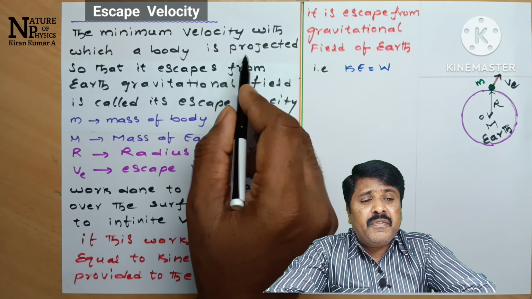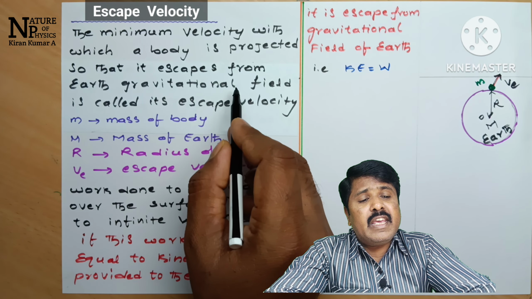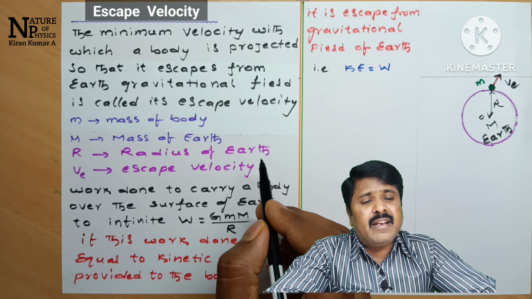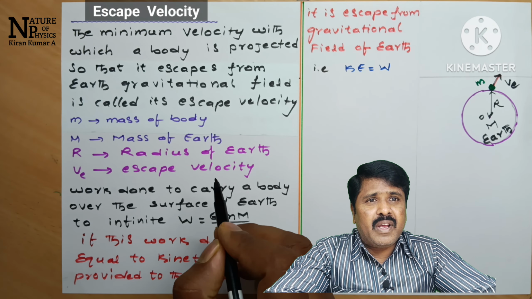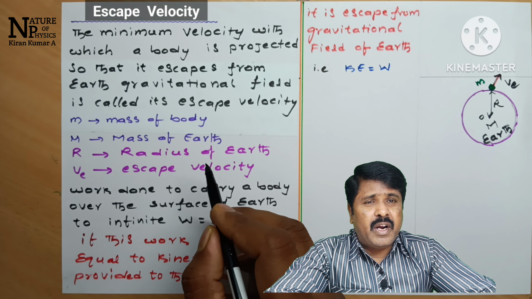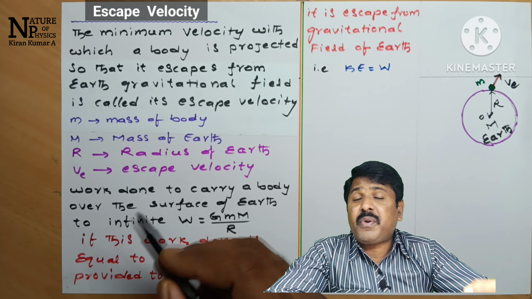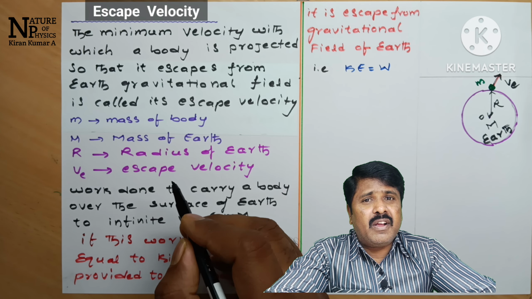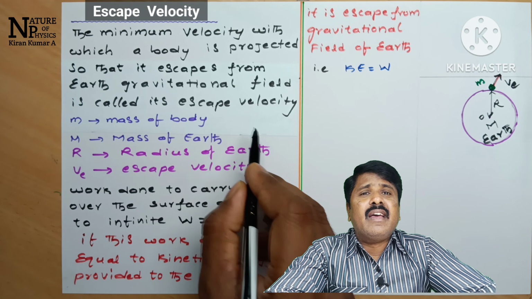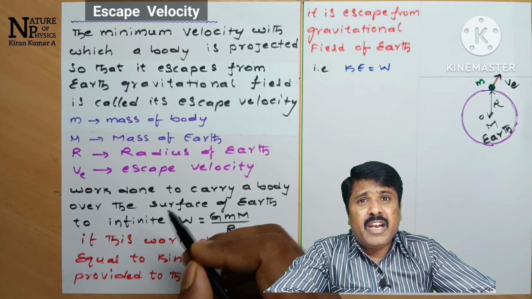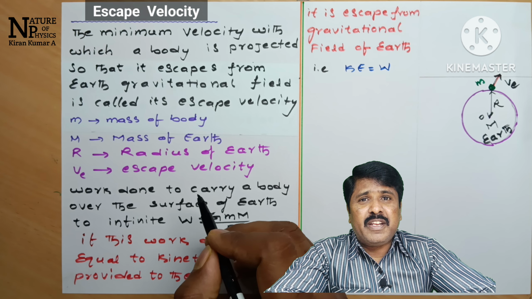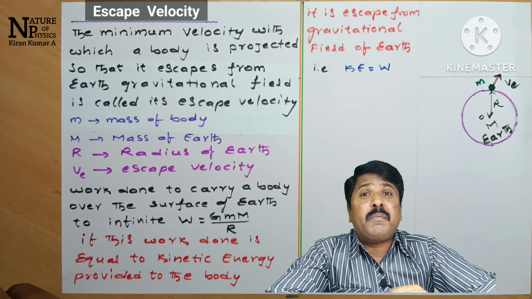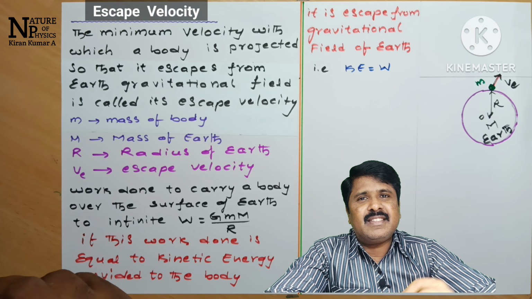The minimum velocity with which a body is projected so that it escapes from the earth's gravitational field is called escape velocity. The body escapes from where, students? From the earth's gravitational field. The minimum velocity is considered as what? Escape velocity. Its value is 11.2 kilometers per second. That means in 1 second we have to project the body 11.2 kilometers.